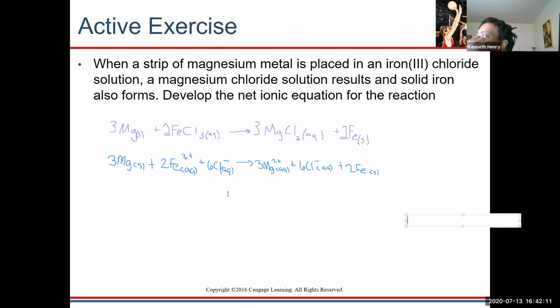Okay, so group number 1, that would be Judy's group. Judy, Anna, David, and Aaron. Can you guys give me the net ionic equation? 3 Mg. Well, you write it down there.